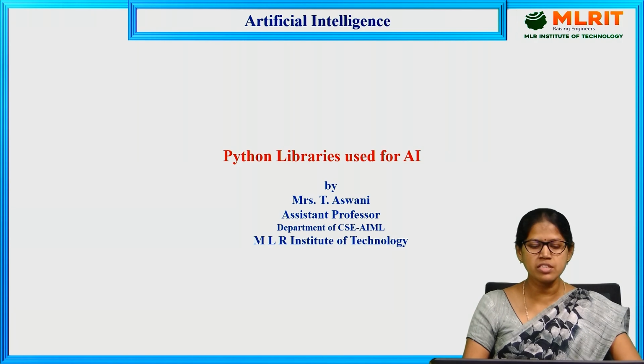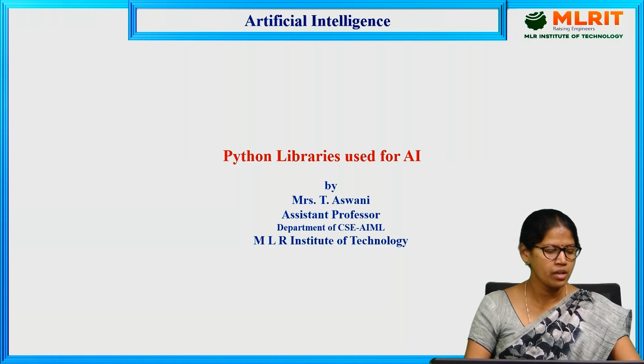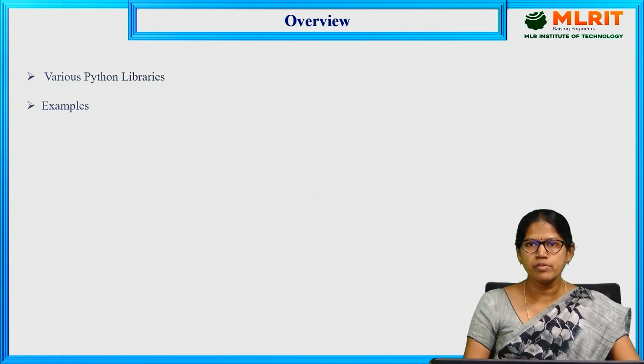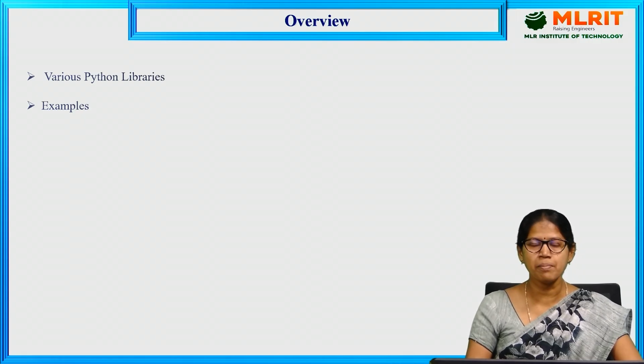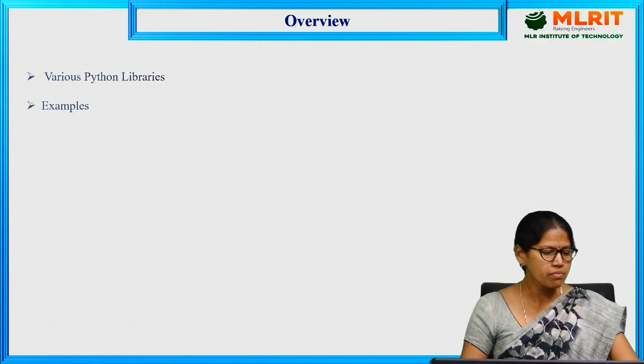In today's session, we are going to learn about Python libraries used for AI. Let's see the overview of this session. We are going to see various Python libraries such as TensorFlow, Keras, Pandas, NumPy. And for each and every library, we are going to see an example of how we import it and how we perform the methods by using those libraries.